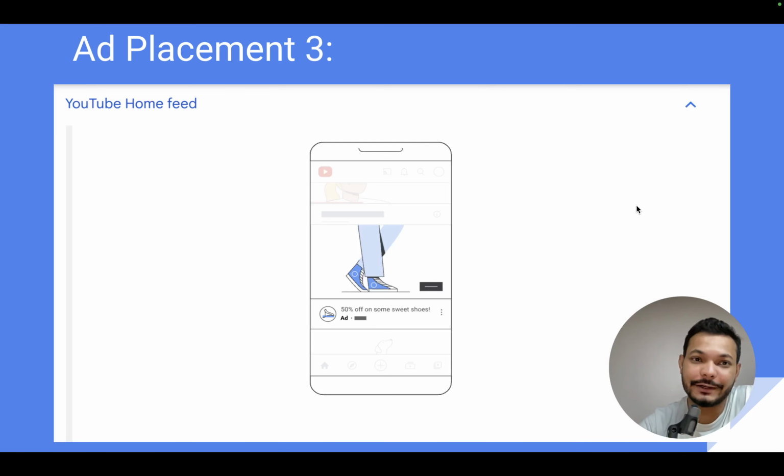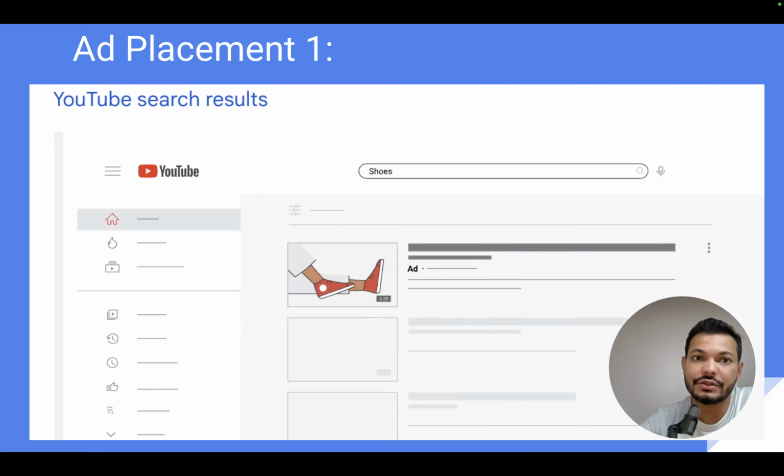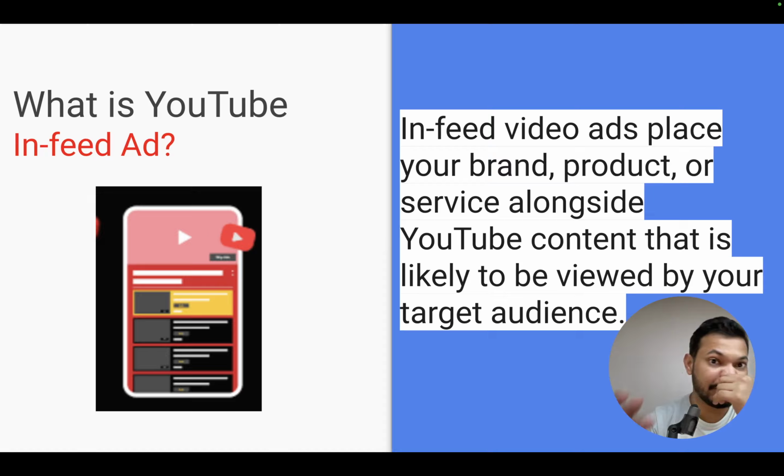Now, the third placement option for this ad is all about showing it on the YouTube home feed on the mobile device. So this campaign shows the ad copy at 3 different places, and that's why this is called an in-feed ad, because most of the time it's showing the ad in the video feeds over YouTube.